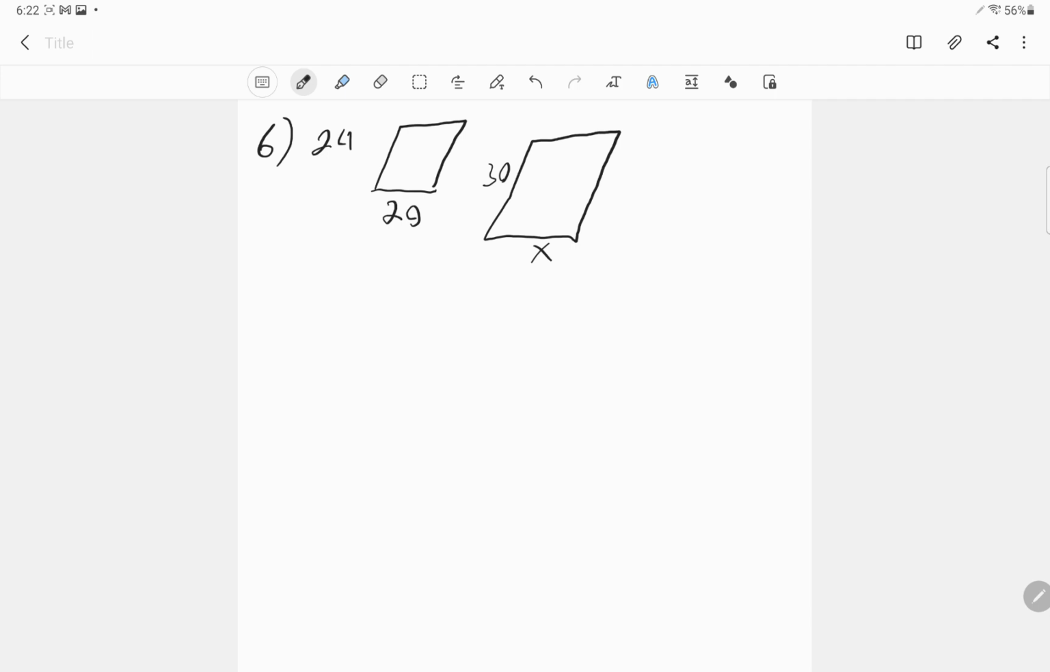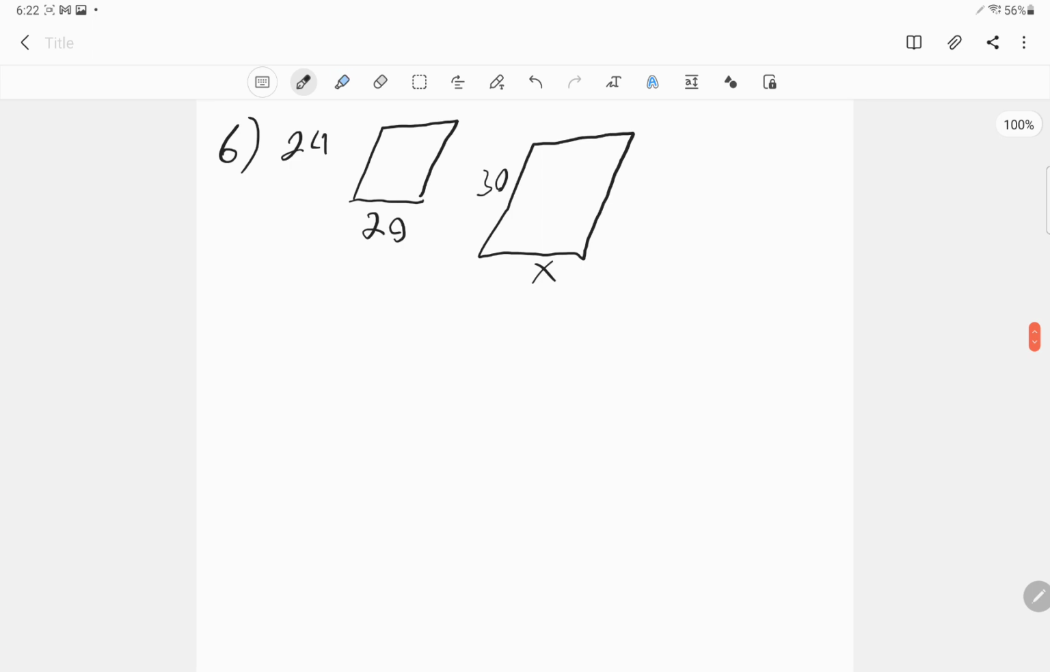Because we're working with similar figures, we know that they have a scale factor. What I always tell my students is to find two sides that correspond. So I have my 30 over here and my 24. Those two sides correspond, so I'm going to use those two to figure out my scale factor.